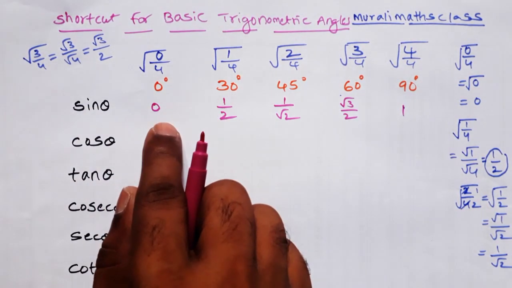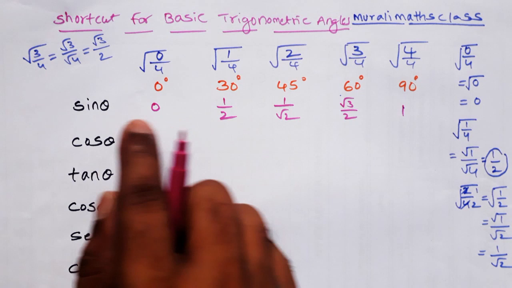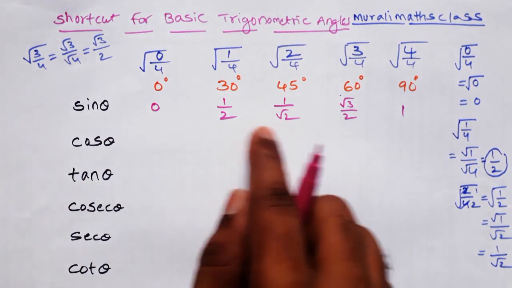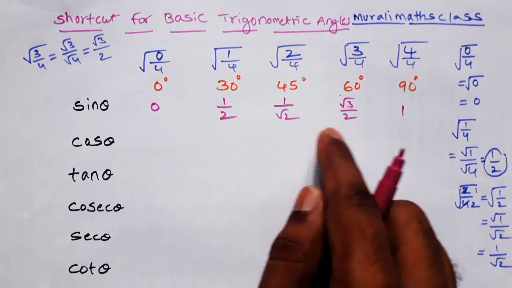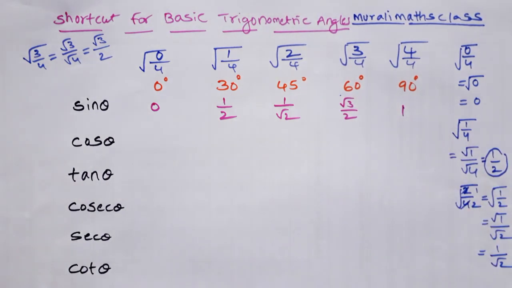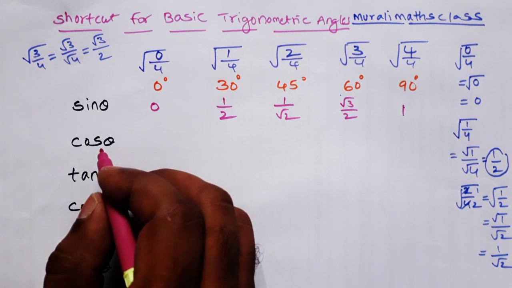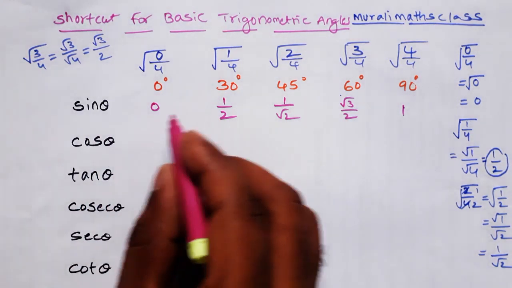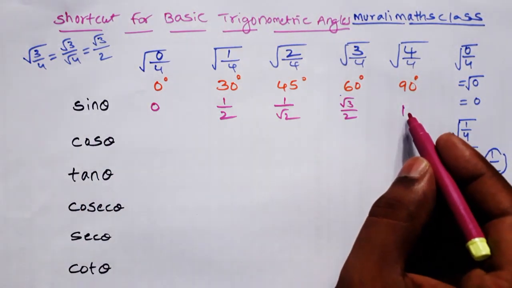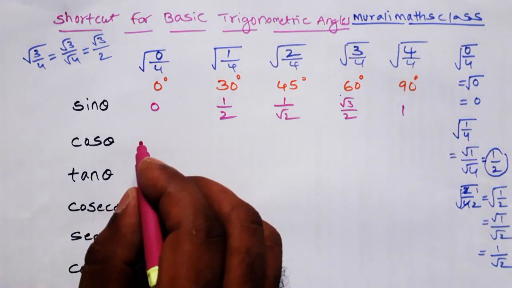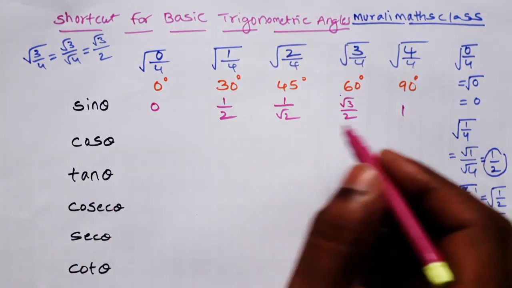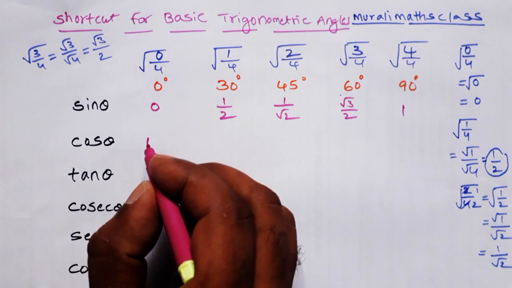Now sine values we got. Sine 0 degrees is 0. Sine 30 degrees is 1 by 2. Sine 45 degrees is 1 by root 2. Sine 60 degrees is root 3 by 2. Sine 90 degrees is 1. After this, the remaining you can fill up very easily. How to fill up the remaining? Cos values, if you want to write, sine values we have, from ending to starting you write here.